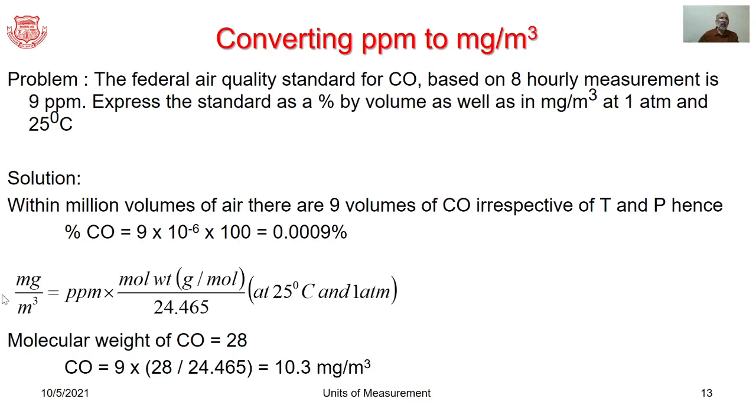Also, already we have devised this particular expression. Milligram per cubic meter is given as ppm into molecular weight expressed as gram per mole divided by 24.465 at 25 degrees centigrade and 1 atmosphere. Hence, as we substitute this value and take into account the molecular weight of carbon monoxide as 28, the answer comes to be 10.3 milligram per cubic meter.